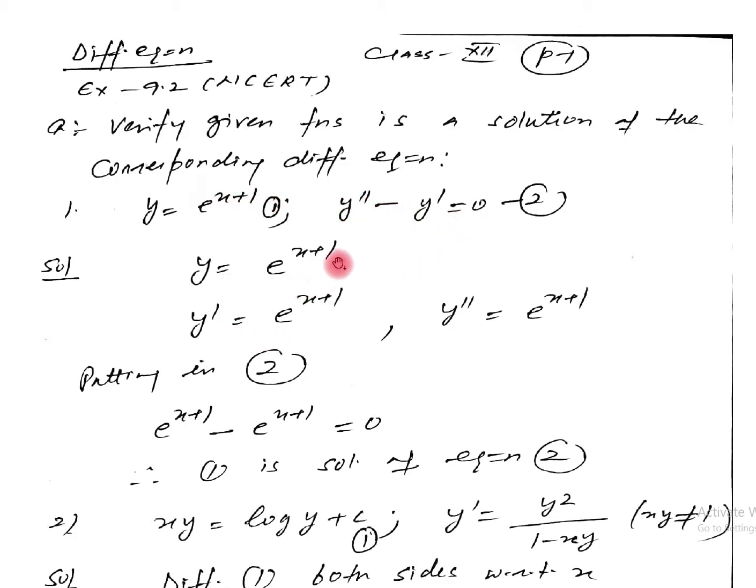Now here y equal to e raised to power x plus 1, therefore y dash is again e raised to power x plus 1 and y double dash equal to e raised to power x plus 1. Putting the values of y dash and y double dash in equation 2, the equation is satisfied, as these terms will be cancelled. So this is equal to 0. So we can say 1 is the solution of 2. This is all about this question.